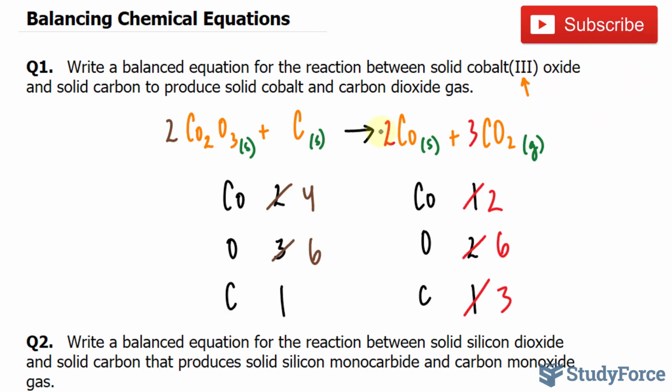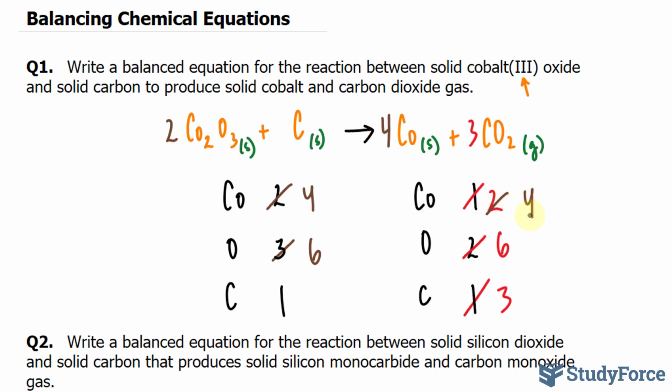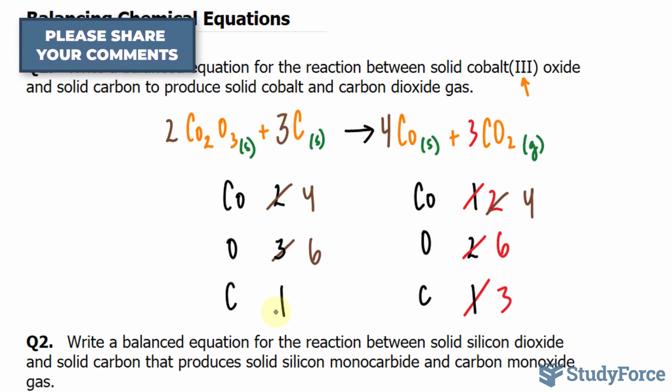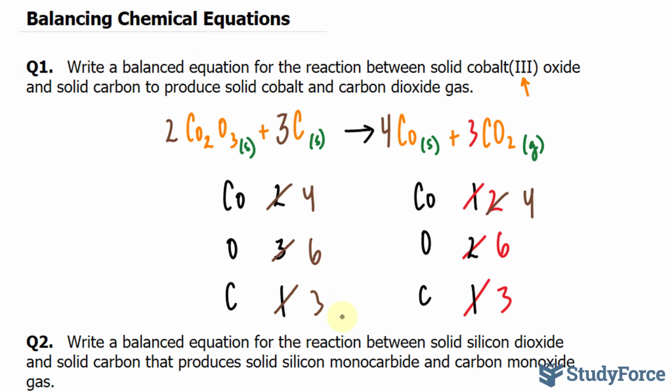That's fine. I can change this 2 into a 4, and that will make the cobalts on the right side a 4. Remember that this is a balancing act, so you may have to go back and forth until you finally get a balanced chemical equation. The cobalts are balanced, the oxygens are balanced, the carbons are not, but that's not a problem. All I have to do is put a 3 at the front. Now we have 3 carbons on the left side, 3 on the right side, and everything else is balanced. And there you have it. That is how to balance chemical equations.